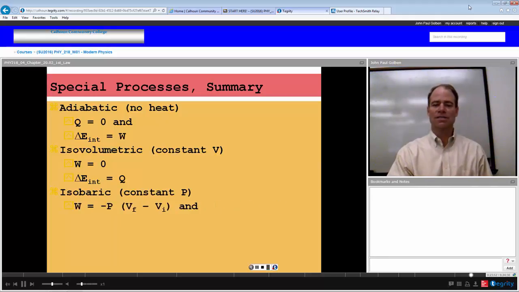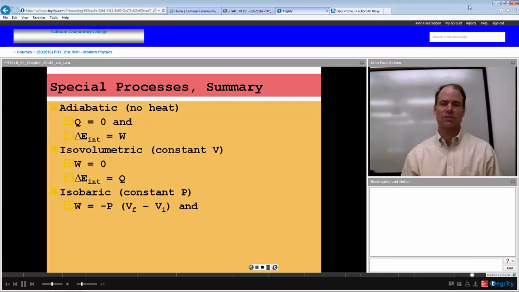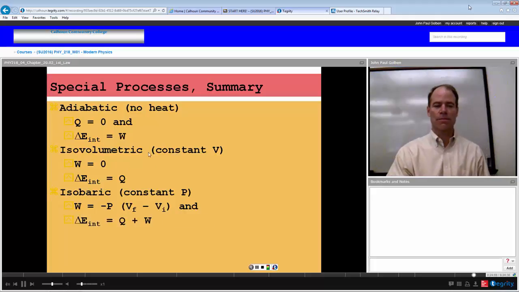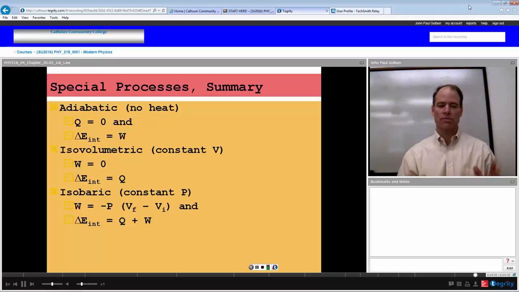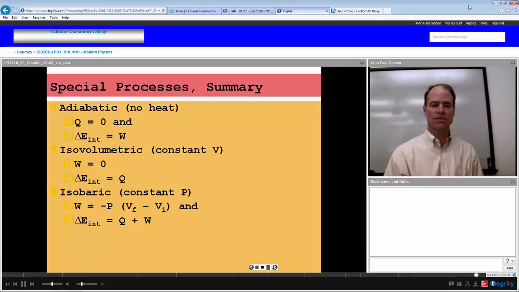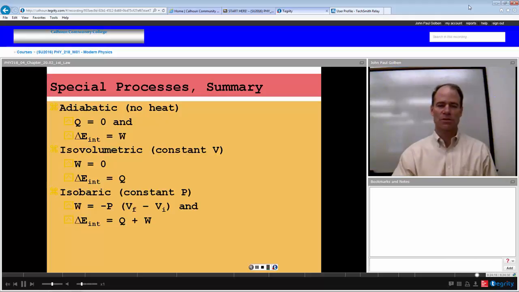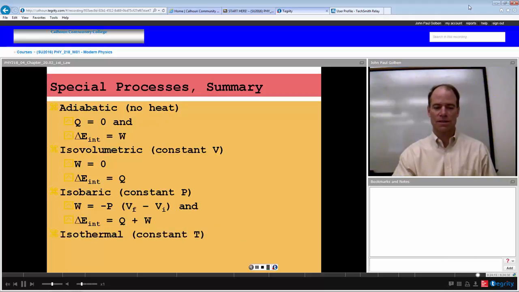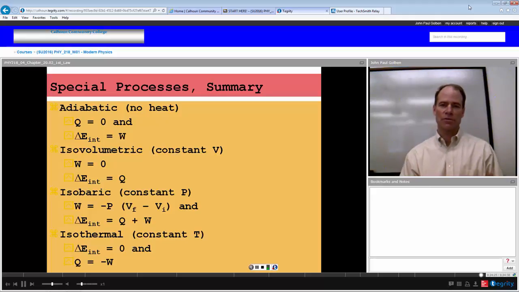Isobaric is done at constant pressure. In this particular case, the work is equal to negative pressure times the change in volume, final volume minus initial volume. And for that matter, we would apply the first law, because we will possibly have a change in internal energy, and that will equal the heat added plus the work done on the gas. Isothermal is at constant temperature, so we have no change in internal energy. Hence, Q will equal negative W and will equal nRT natural log V initial over V final, like we saw on the previous screen.